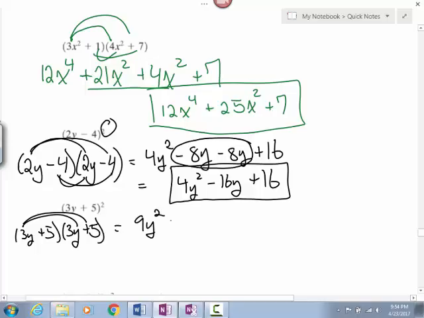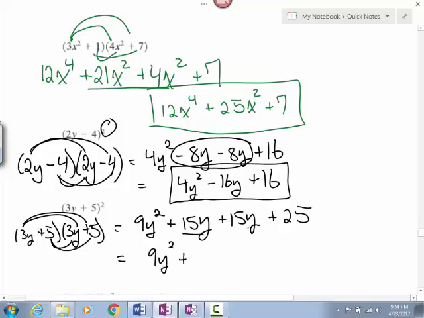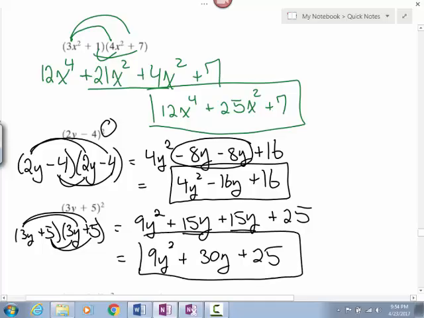3y times 5 is a plus 15y. 5 times 3y is another plus 15y. And 5 times 5 is a plus 25. So now we have 9y squared plus 15y and another 15y is a plus 30y, plus 25. Great.